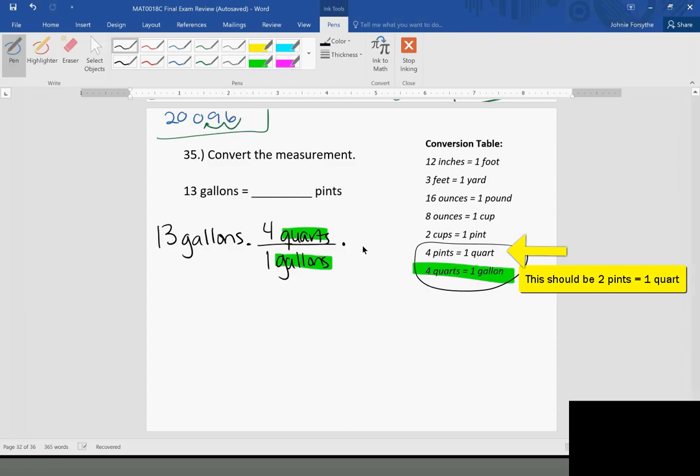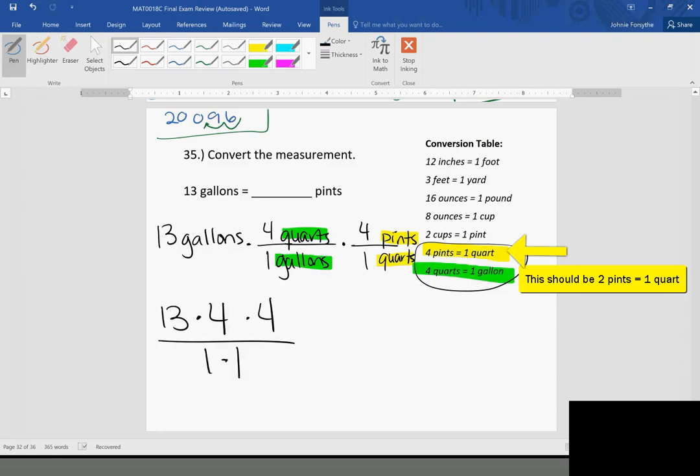All right, but I want to end up with pints. So I'm going to multiply that by something where I have quarts on the bottom and pints at the top. That's going to come from this information here. So what do I know about pints and quarts? I know that 4 pints equals 1 quart. So let's see what's going to happen here. So I have 13 times 4 times 4 over 1 times 1.